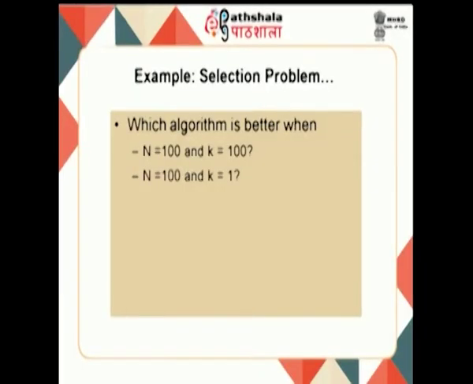This is slightly different from the previous brute force method. So, which is a better algorithm? Just put the value for n. When n is equal to 100 and k is equal to 100, which is the better algorithm?